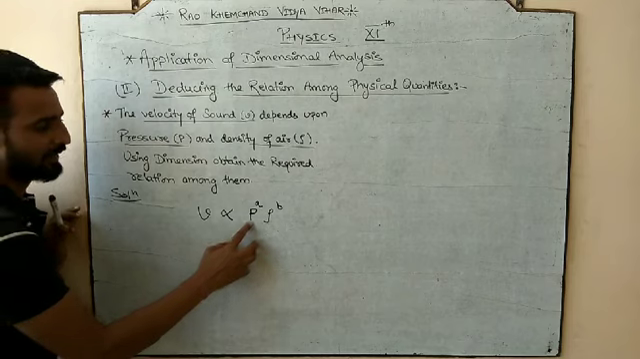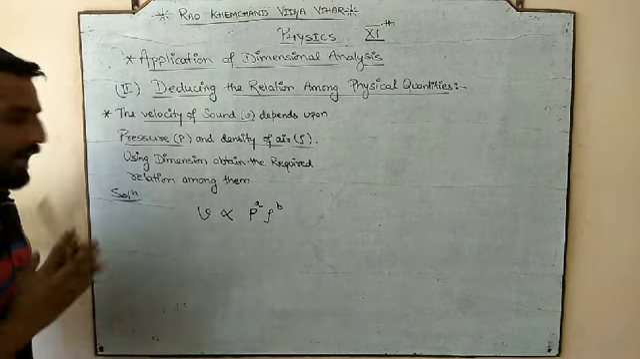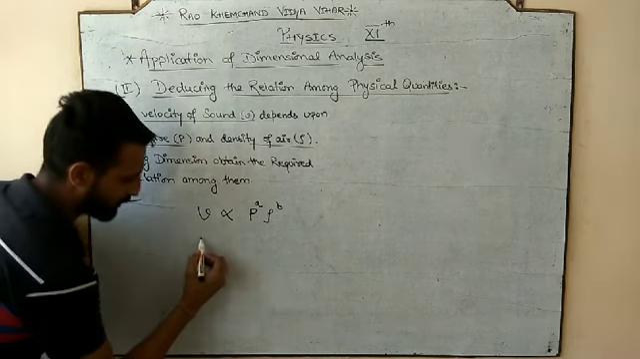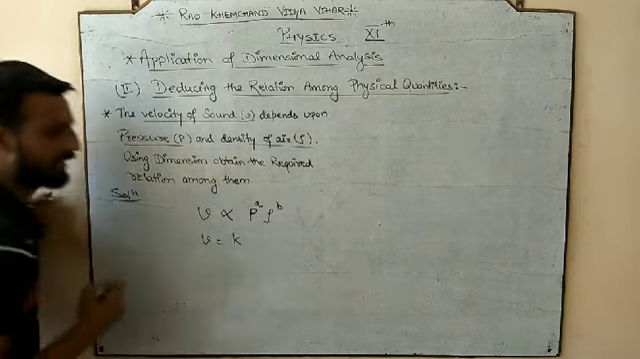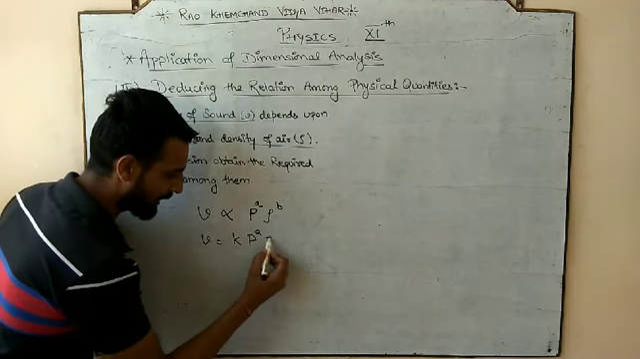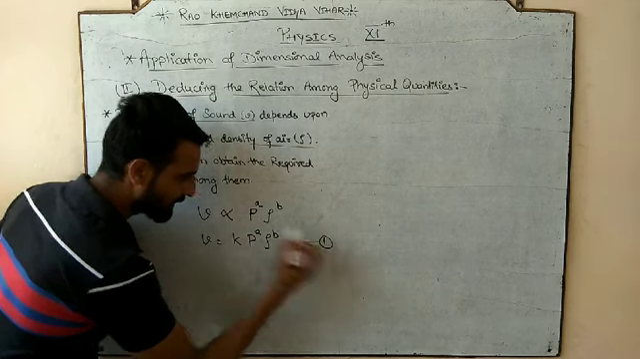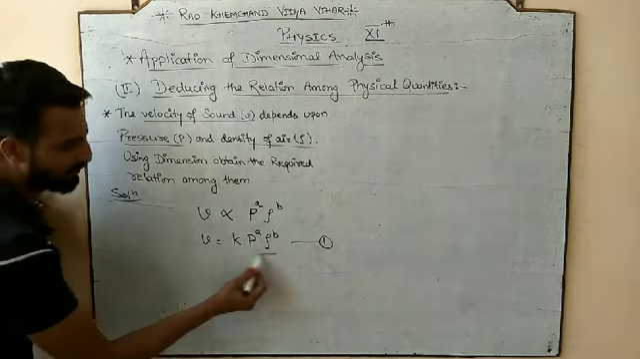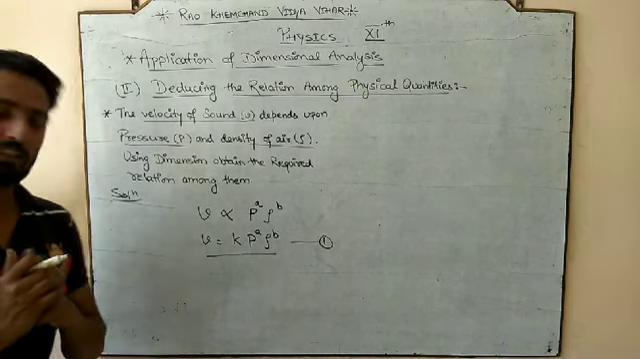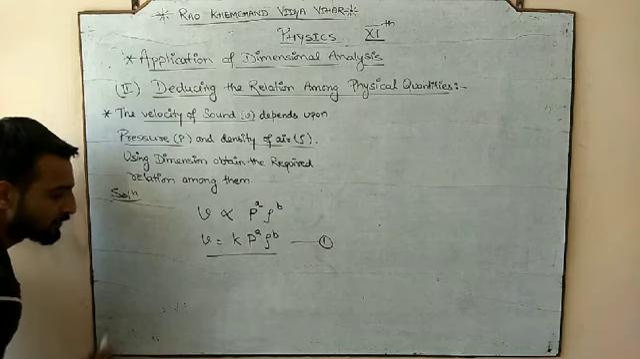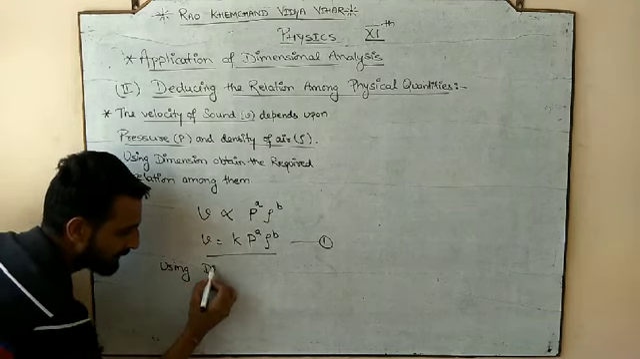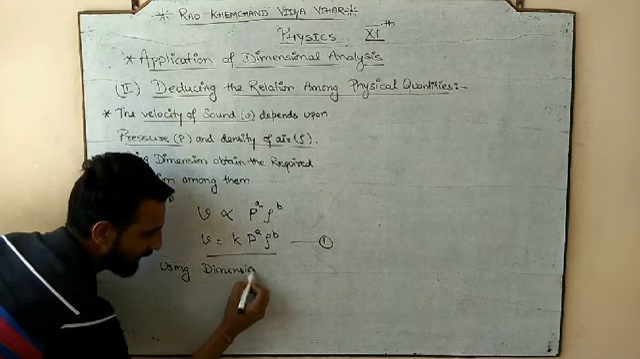So velocity depends upon pressure and density. How they are depending, we have to derive the formula. This is the first expression, and whenever the proportionality sign is removed, a constant comes: v equals k, pressure to the power a, density to the power b. This is our first equation, or you can say the formula for velocity. But it is not the accurate and proper formula. So how are we going to do it? First of all, using dimensions.